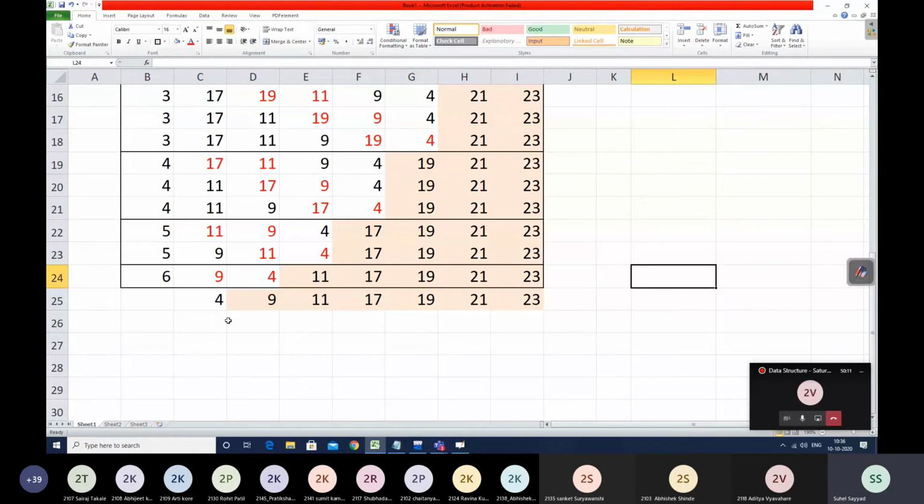So I don't need to solve the 7th iteration. Why? Because the only remaining number will be the smallest, which has already reached its appropriate position. So this becomes my final answer.